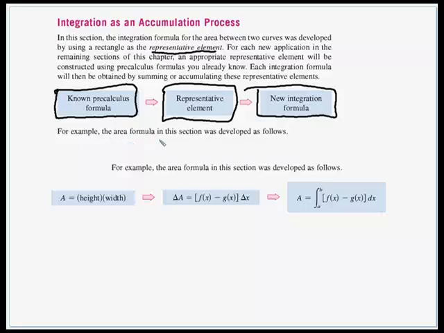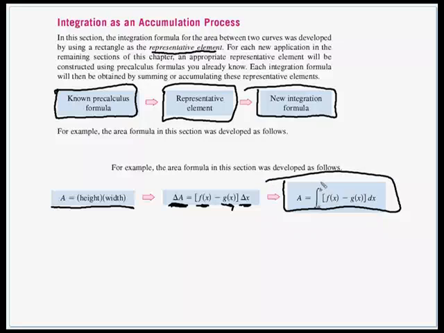For example, the area formula in this section was developed as follows. Area equals height times width, or delta A. A representative rectangle is f of x minus g of x times delta x, the width of that rectangle. And then we turn that into an integration from a to b, f of x minus g of x dx.